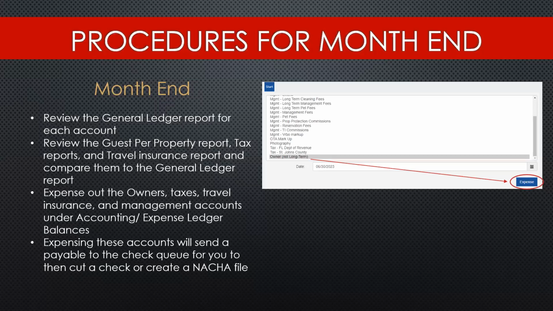And as you can see from the screenshot here, we have the ability to expense that at one time under our accounting expense ledger balances. So if we choose to do the owner's account, it expenses all the owners, and we always recommend doing that on the last day of the month to make things run smooth. Now, expensing those items drops them to the check queue. At that point, you can cut a check, or you can create a NACHA file to pay your owners or vendors by direct deposit.